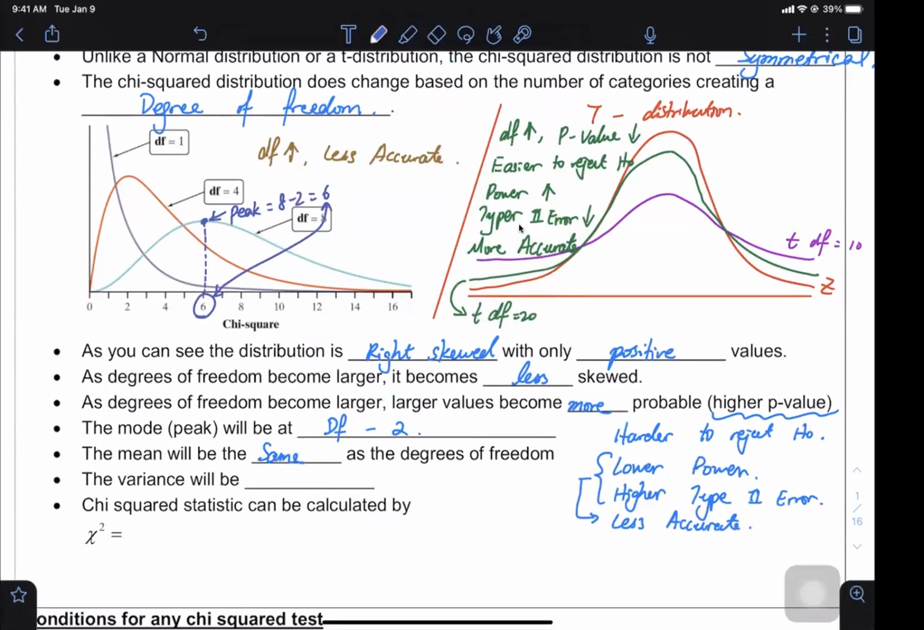And the variance for the chi-square distribution is 2 times the degree of freedom. So you can see that if the degree of freedom is higher, that means you are more variable, which means less accurate again.